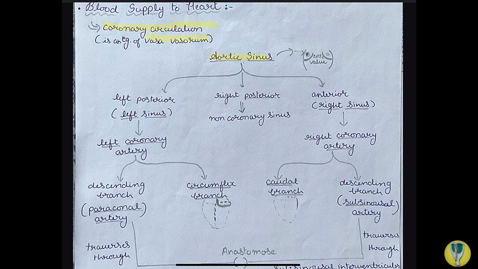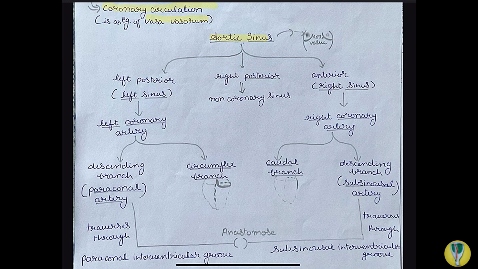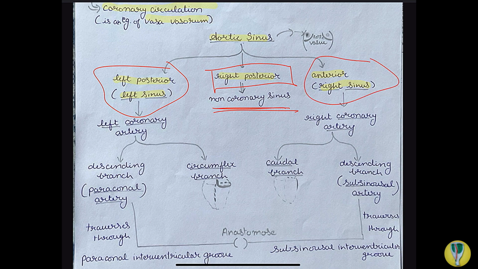So what are aortic sinuses? This is the wall of the heart, and this is the cusp or flap of the aortic valve. So this cavity right here is called the aortic sinus. Okay, and there are 3 valves, so there are 3 aortic sinuses. We have left posterior, which is called the left sinus, right posterior, and anterior. Anterior is called the right sinus, while this one, the right posterior, is the non-coronary sinus. Why? Because it is not involved in the coronary circulation. Only 2 sinuses are involved, so they are called the left sinus and right sinus.